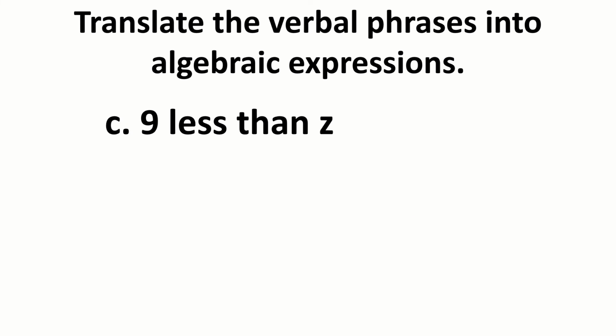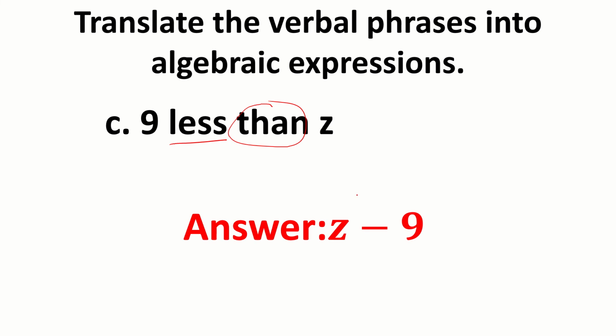Okay, next. 9 less than z. So again, there's a word than. Less means subtraction. So that's 9 minus here. You put the minus instead going to the right. Then z here. So z minus 9. So the answer, 9 minus z, is wrong because they will not have the same value.